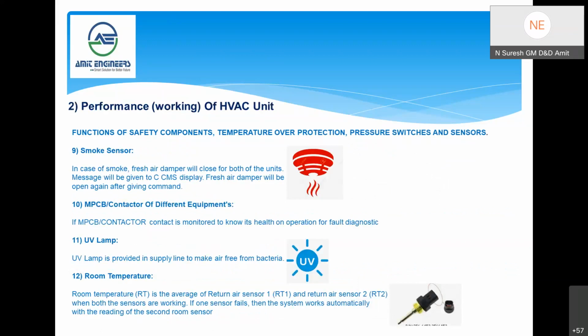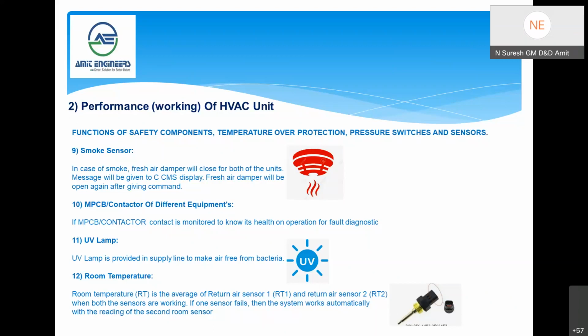As I briefed earlier, the smoke sensor, if there is smoke ingress from outside the coach, will sense it and shut down the entire system for a few minutes, close the fresh air fully, and run only the cooling system by opening only the return air. And there will be a fault signal also generated to the driver desk. MPCB and contactors also give feedback to the controller if there is any fault.